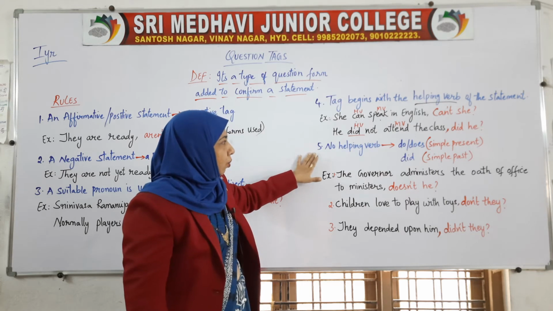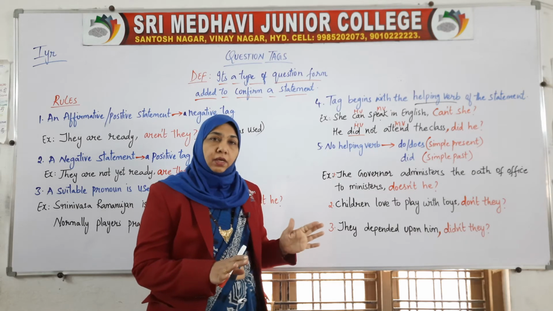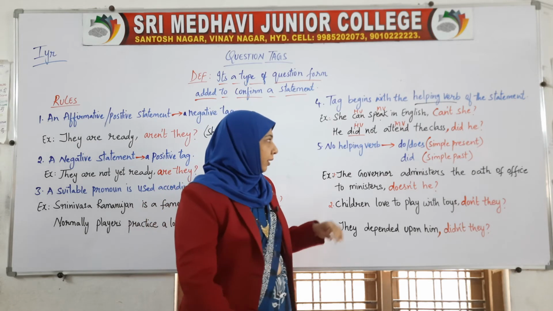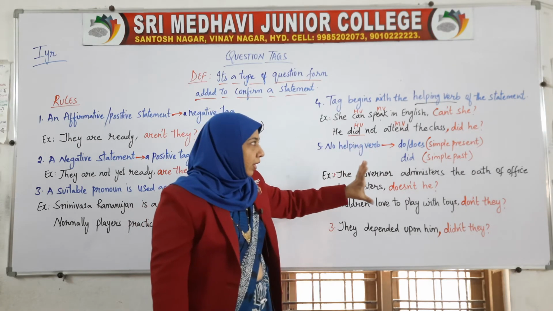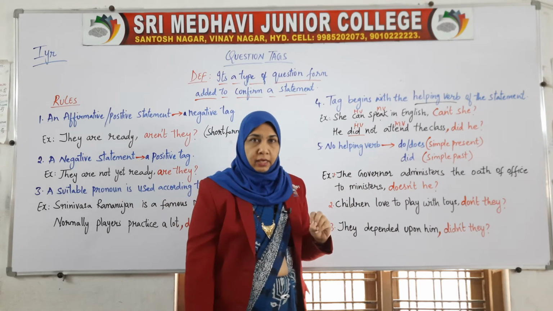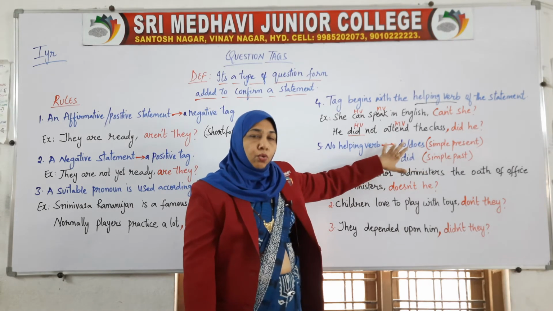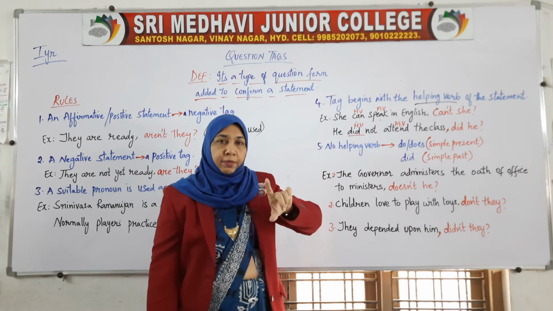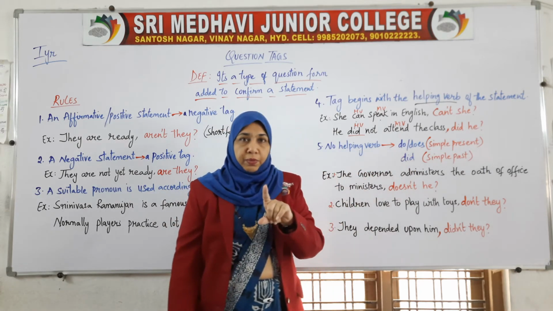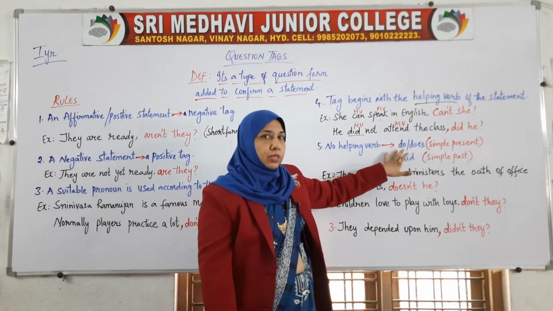Now next is no helping verb. If there is no helping verb in the sentence, yes, there are many sentences where we don't find any helping verb, so don't get confused. If there is no helping verb, what do we have to check? First we have to see in which tense the sentence is. If the sentence is in the simple present, we have to use do or does. Do for whom? For first person, second person, singular and plural. Does for third person singular. For third person plural also we have to use do.